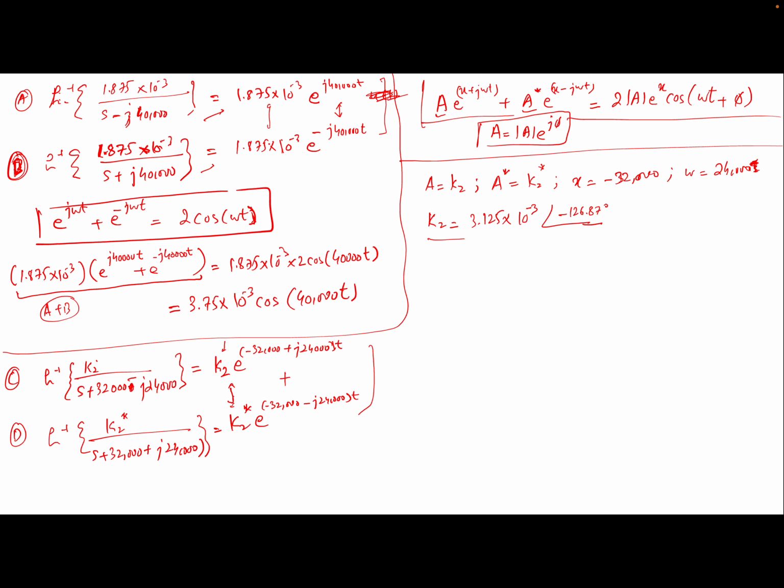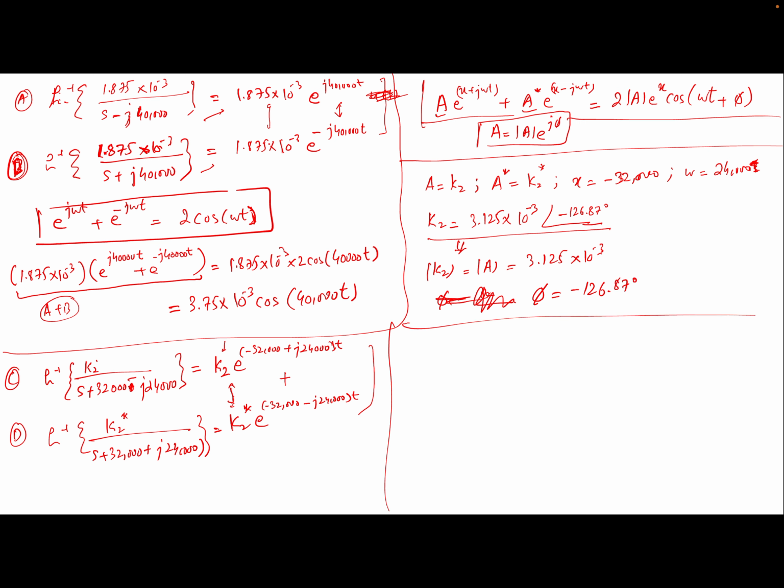So from this number, I can see that my K2 mod, or A mod, is 3.125 times 10 to the minus 3, and phi is an angle, so I can just directly write it without the angle sign: minus 126.87. Okay, so I got all the things done using this identity, and now I can write down my equation. If I add C plus D, let me add C plus D.